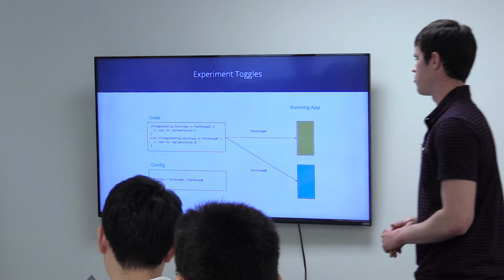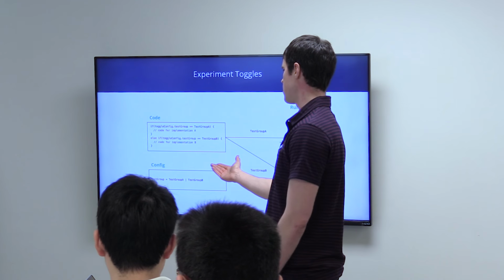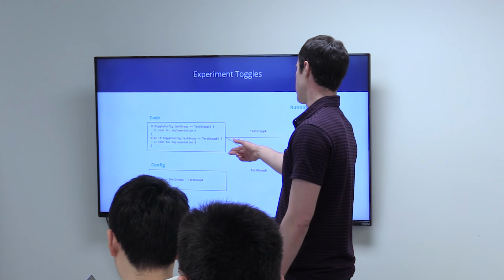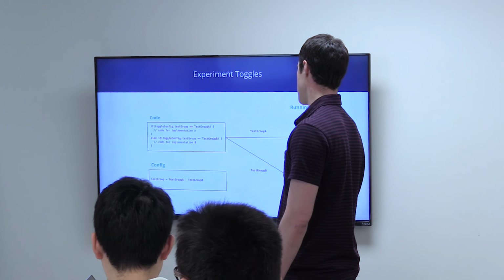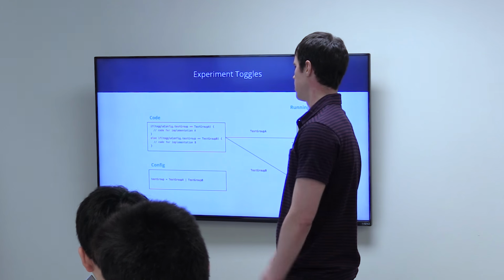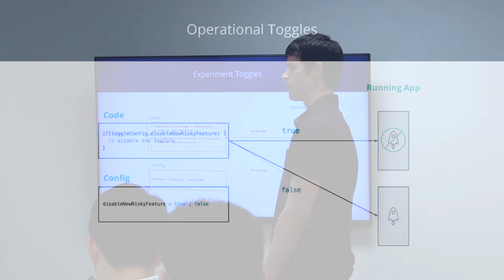What's going on here is you've got a basic if-else statement that's referencing the config to test what group the user is in, and then it will display app A or app B depending on which testing group that particular user is in.